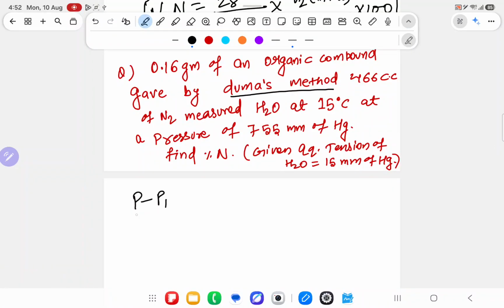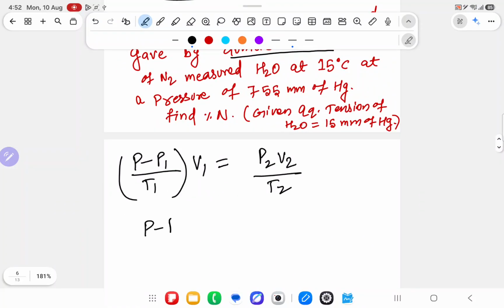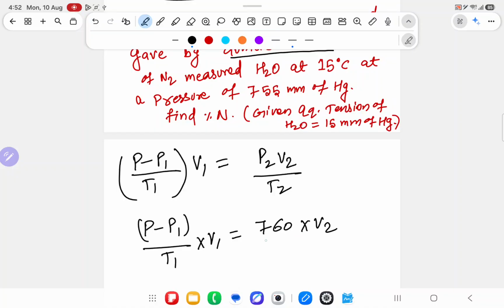P minus P1 upon T1 into V1 is equals to P2 V2 by T2. Over here, sir, P minus P1 upon T1 into V1 is equals to P2, which is always 760, V2 we have to find, and T2 is 273. I will put this and then I will read out the question.